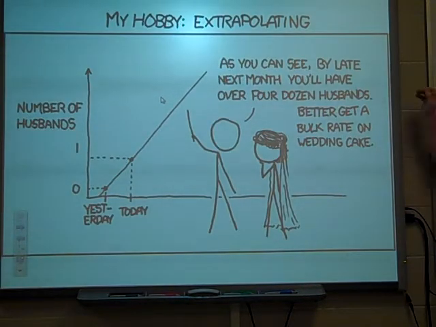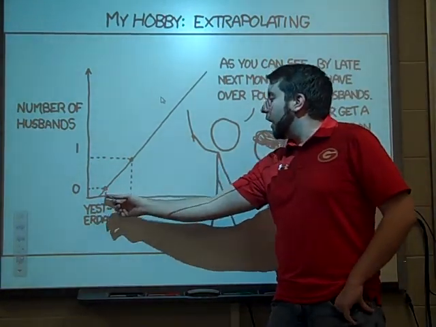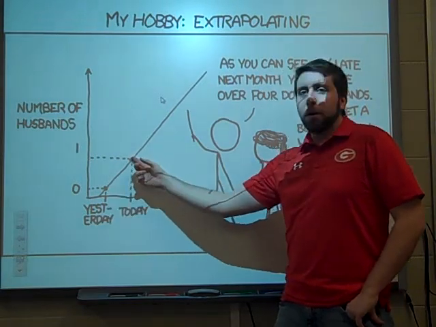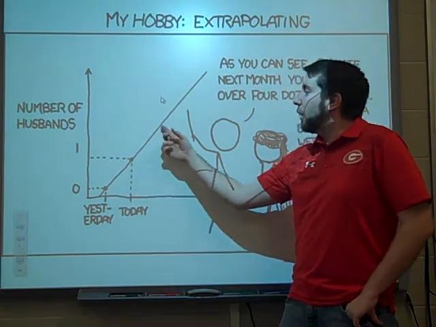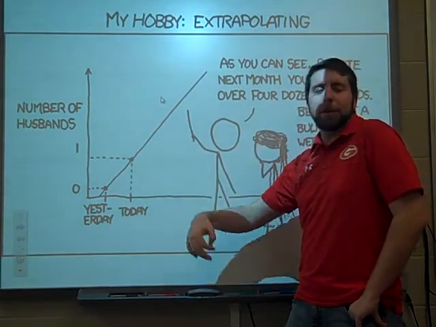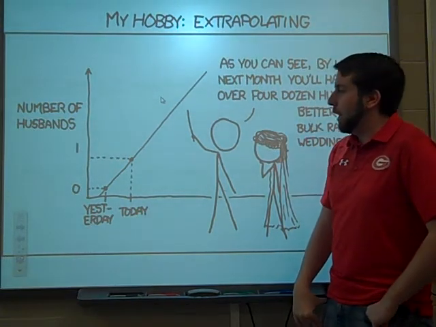It's my little comic. Let's look at it for a second. So as you can see, the little graph here, if you can't read it, it says, yesterday she had no husbands. Today she has one husband. So we can see her rate of husbands per day is one husband per day. So if she follows this rate, she'll get a new husband every day. Now, of course, you can see how silly that is. Obviously, this woman's probably not marrying a new man every day. Hopefully not.